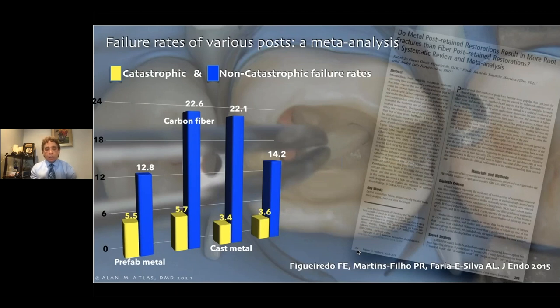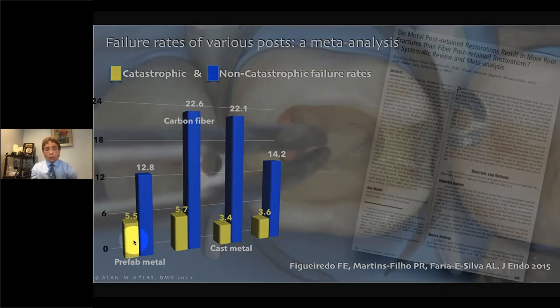And we see that prefabricated metal had the highest amount of catastrophic failure rates, similar to the carbon post. And again, non-catastrophic means that it was still savable, but we had to fix it. We get a lot of failures on the carbon fiber post, but we see, ironically, that the cast metal had the lowest catastrophic failure rates. Many people would believe that should be the exact opposite. And then the fiber post had the second least amount.